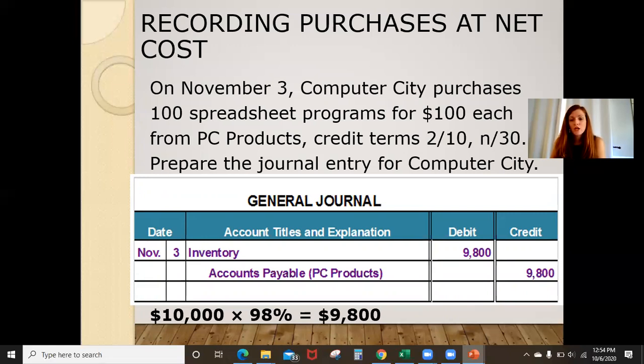So this is what our journal entry would look like. So we are expecting that we are going to pay in those 10 days. So we are going to just record 98% of the price that we owe. We owe $10,000, but we say we're going to take advantage of that 2% discount. So we are just going to record our inventory of $10,000 times the 98%. The 98% because we are taking 2% as a discount because we're going to pay early. So we're going to record our inventory increase of $9,800 and then accounts payable $9,800. We're going to pay it early, so we're going to go ahead and say we only owe $9,800 to PC Products. So that would be our first journal entry for this.